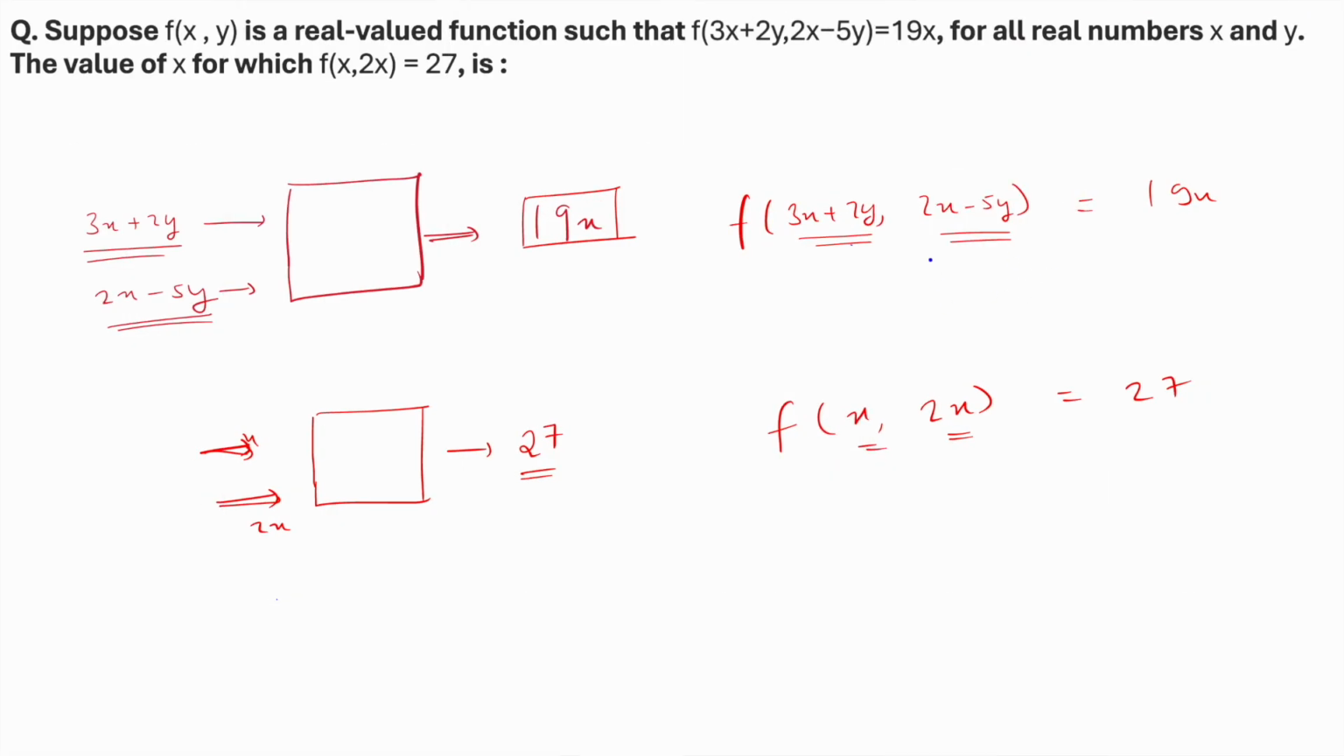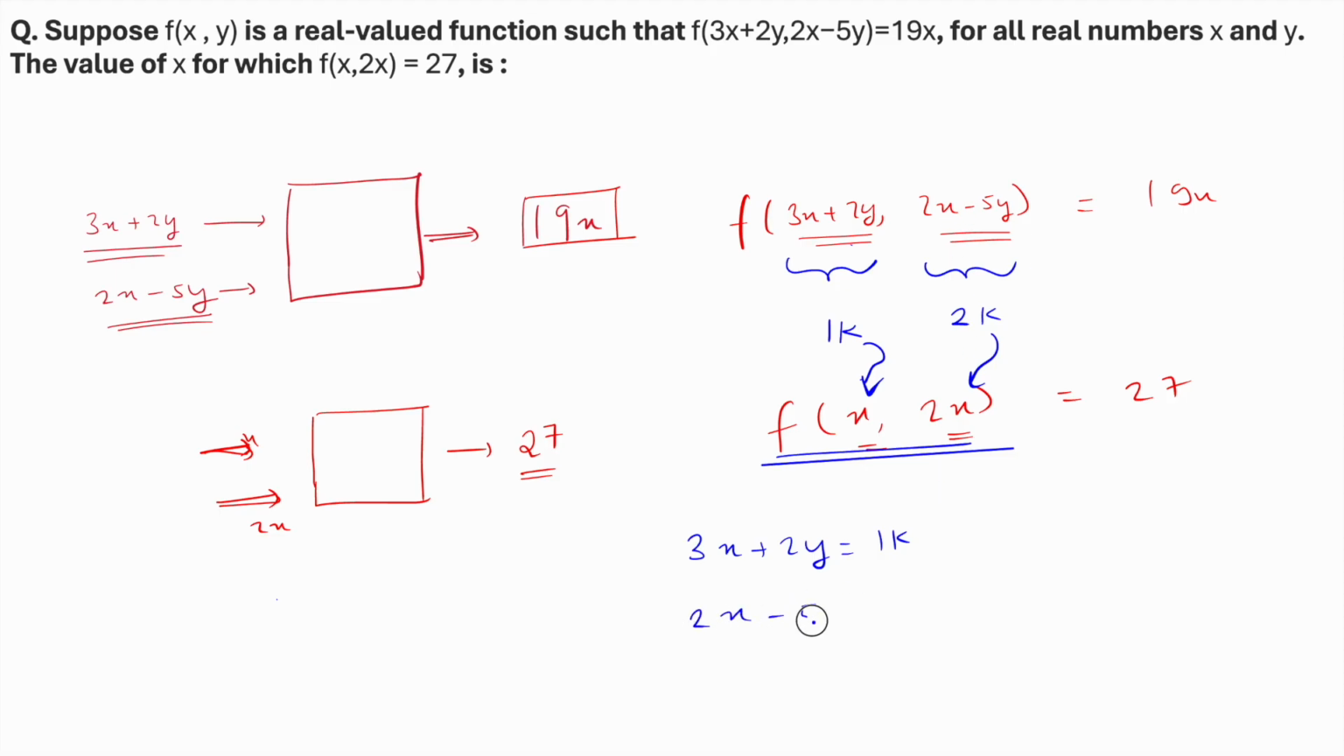Alright, the second line of reasoning we can follow is, let's put 3x plus 2y as 1k and 2x minus 5y as 2k, and eventually we'll replace k with x. We're going to get the same form, f of x comma 2x. So my left hand side becomes f of 1k comma 2k, isn't it?